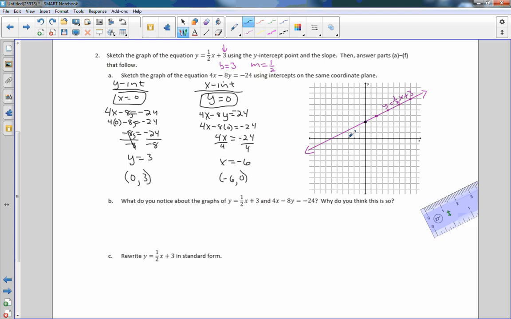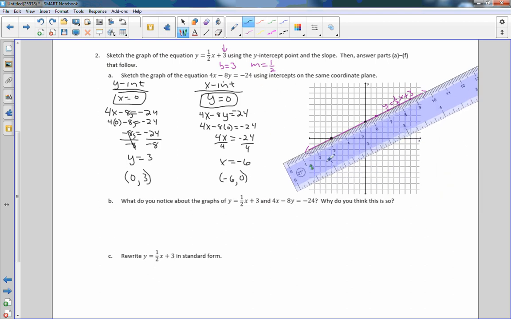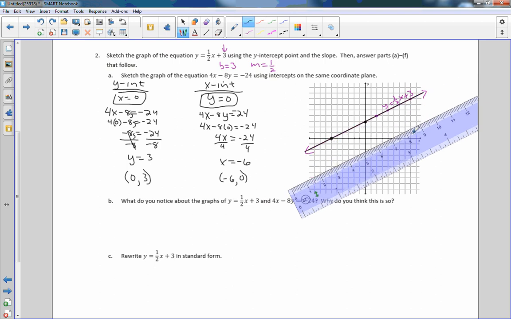So I have the point negative 6, comma 0. So I go over 1, 2, 3, 4, 5, 6. It is right here. And this was my y-intercept. So it says, what do you notice about the graphs of y equals 1/2 x plus 3 and 4x minus 8y equals negative 24? Well, if you notice, we only need 2 points to graph a line. And if I drew a line through these 2 points here that are in black, I would get that purple line again. So rather than doing that, well, I suppose I should, if I just bring my ruler over here and draw a line through there, like so, then you see that they're the same line.